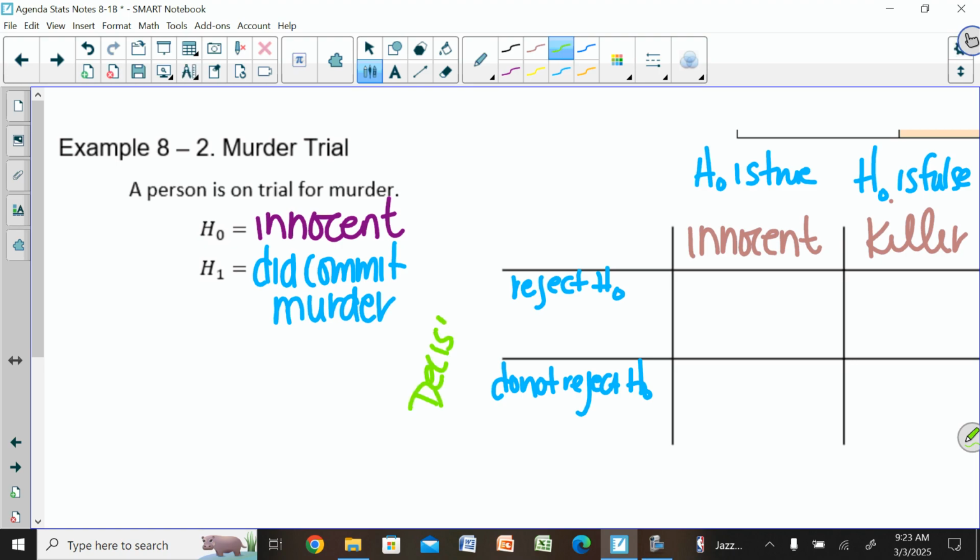So this is our decision over here. This is the jury goes out and makes a decision. The jury went out and they reject H sub O. They don't like H sub O, which means that the jury thinks that they are guilty. So I'm going to say they are found guilty. The jury went out and deliberated and they didn't reject H sub O, which means that they are found not guilty of the crime.